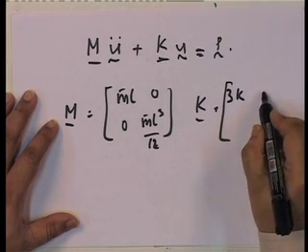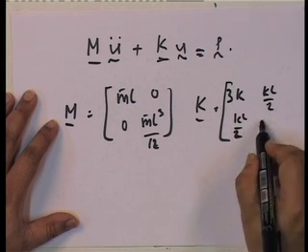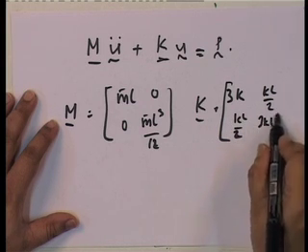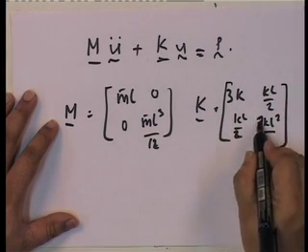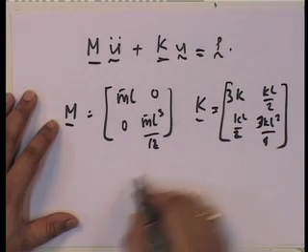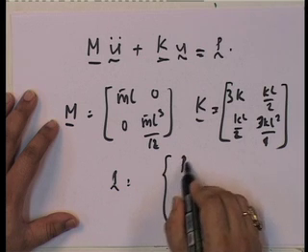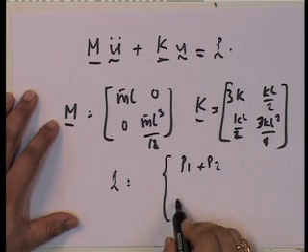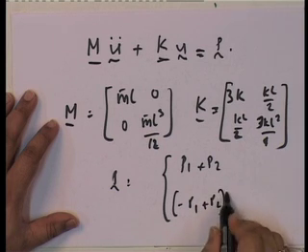k is 3k, kL by 2, kL by 2, 3k L squared upon 4. Okay, so, that is k, and the p vector is equal to P1 plus P2 and minus P1 plus P2 into L by 2.